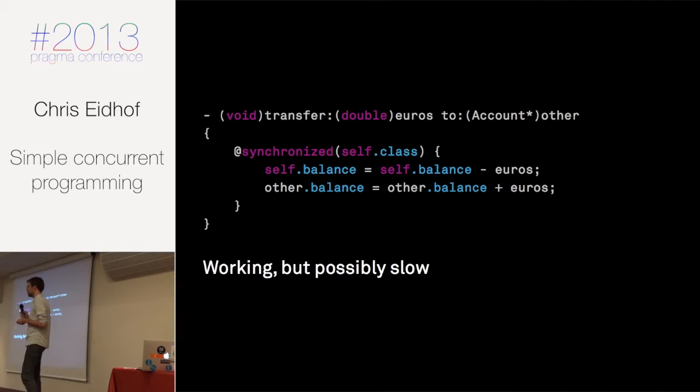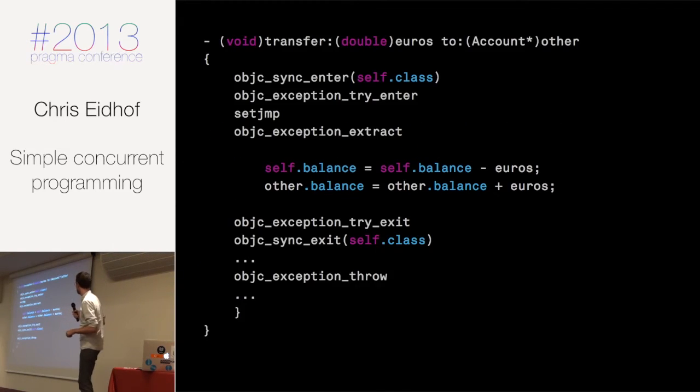Another problem is, if you use synchronized, it might be very slow. This is what the compiler sort of does. It's of course a little bit more complicated than this, but it calls all these methods and it adds 2 or 3 locks. This is very expensive, and most of the time it's not a problem, but sometimes if you write high performance code, it is a problem.